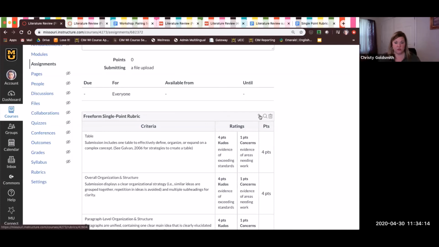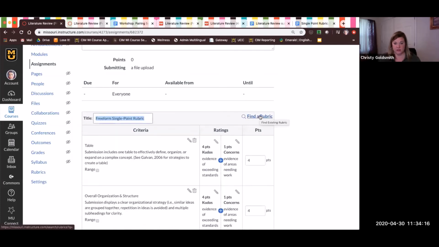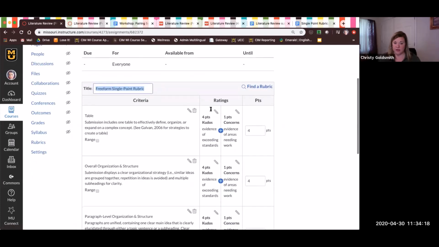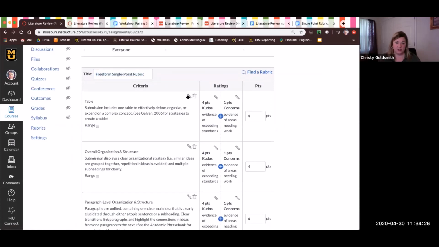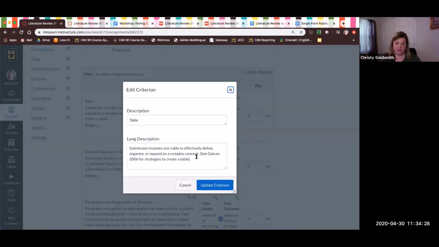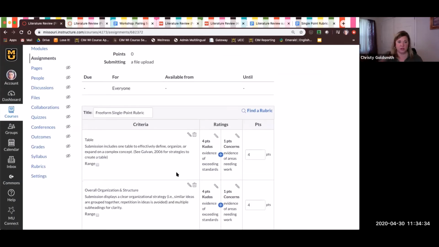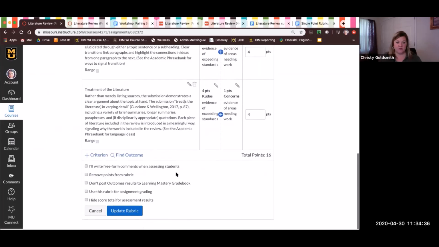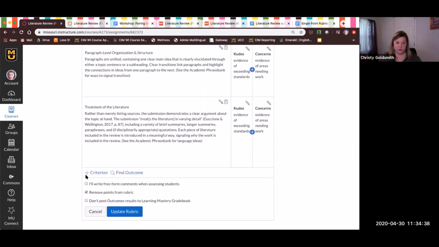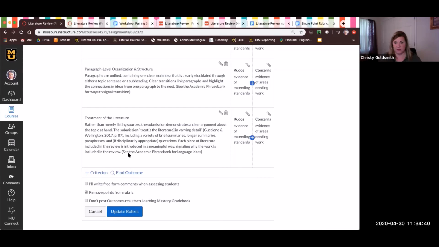And then what you can do to make it your own course's rubric is hit that little pencil and edit anything that you want. I wouldn't edit the 4 and the 1, the Kudos and Concerns, because that's what took a while to figure out how to do. But you can actually edit each of these and say, I don't need a table, but instead I want them to have citations, whatever. You can have that there. Something I will show you that I've noticed, if you pull it in from the Canvas Commons, you have to go in and select remove points from rubric if you want it to look like the way that my rubrics look.